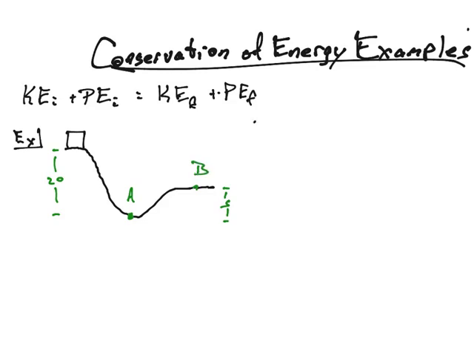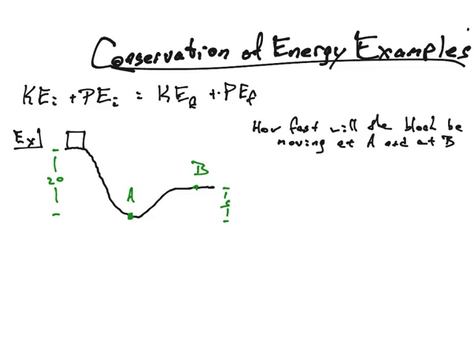And of course the question says, how fast will the block be moving at A and at B? Okay, so this is very similar to the examples we've done before, except there are two different locations we're looking at. Not just the initial state and the final state. There's actually the initial state, then there's state A and state B. Okay, but we're not going to worry about it.